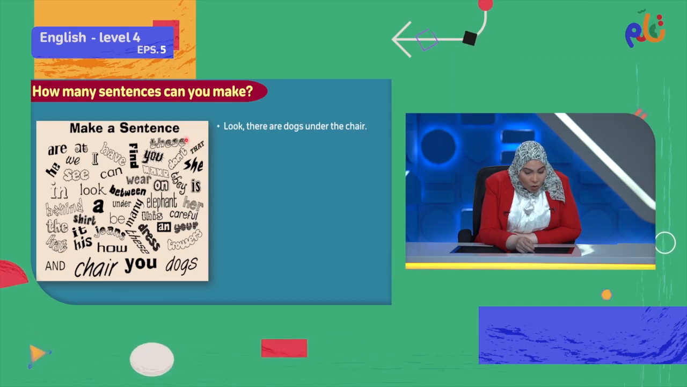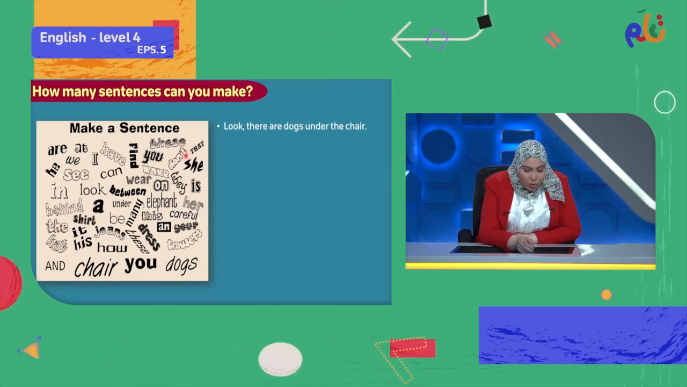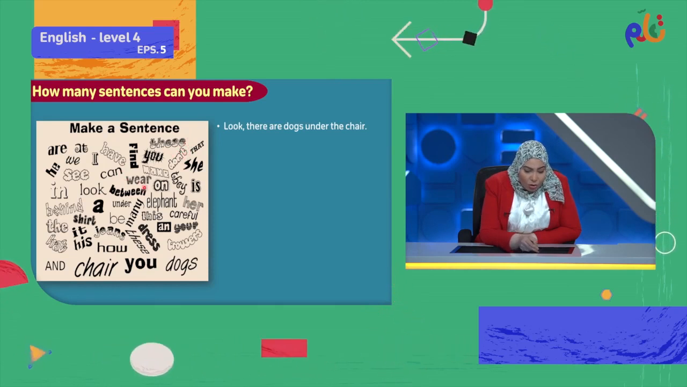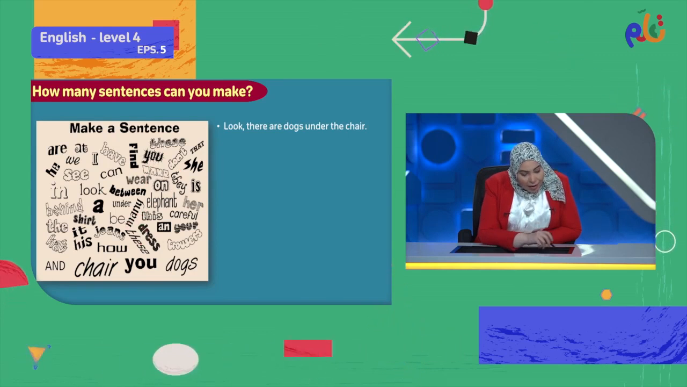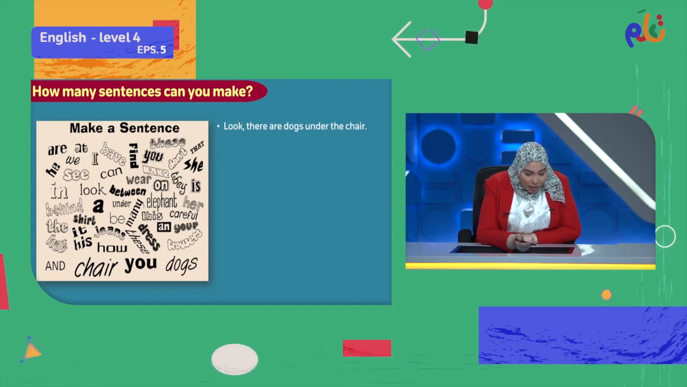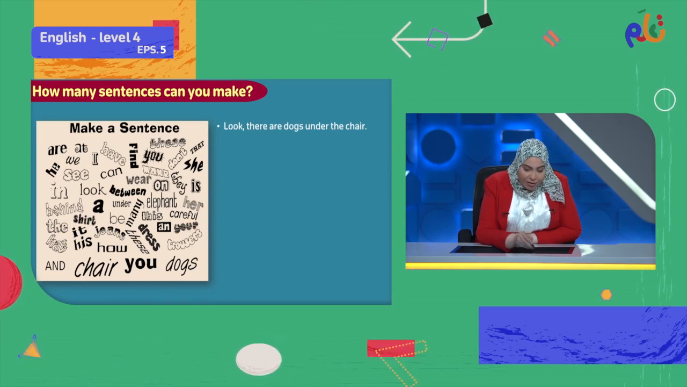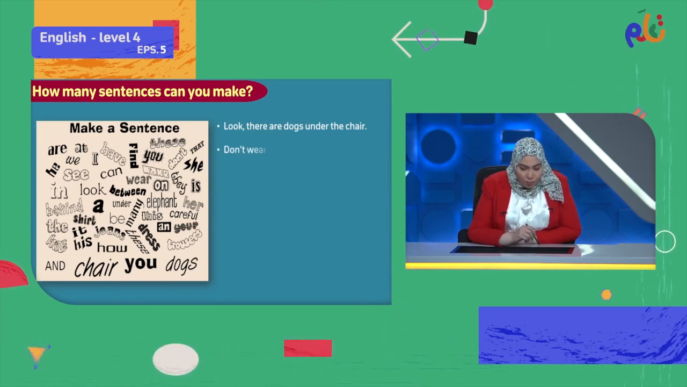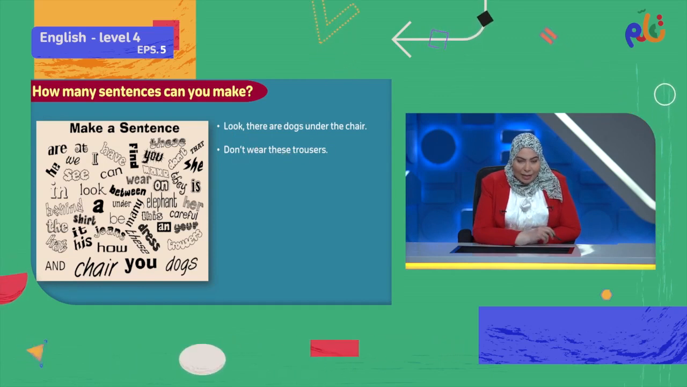Don't. If I say don't, after don't I need a verb. So don't wear these. And if we're going to speak about something that we wear, we have jeans or trousers. I'll choose trousers. So don't wear these trousers. This is my second sentence.